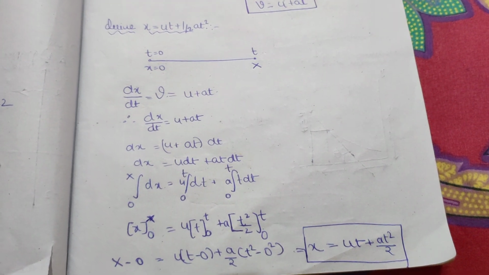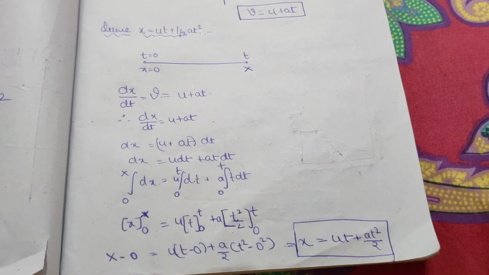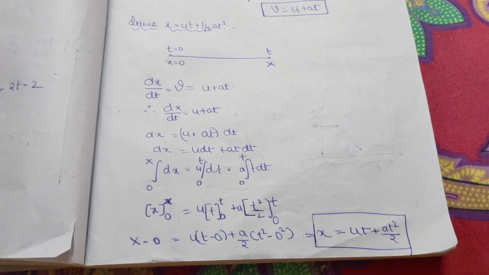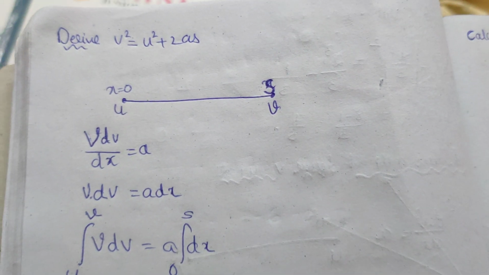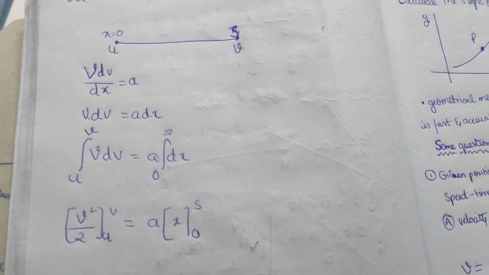Similarly, when we derive the formula s = ut + half at square, here you can see the derivation. Then derivation of v square = u square + 2as by calculus, here you can see.